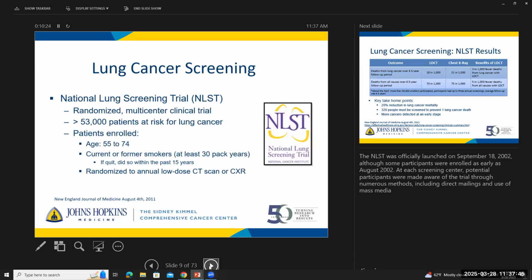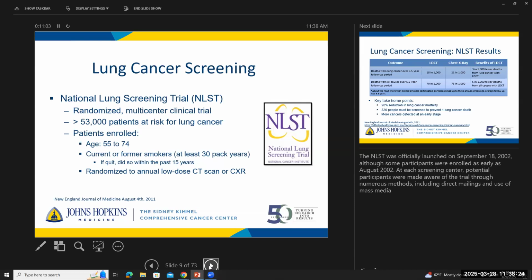We do have methods for screening for lung cancer. The screening modality that we use is low-dose CT screening or computed tomography screening. And the data to support this comes from the National Lung Screening Trial. So this was a huge effort. It was more than 50,000 patients who were identified as being at risk for lung cancer. They were enrolled onto this randomized multi-center clinical trial, and they were randomized to either chest X-ray or low-dose annual CT screening, okay?